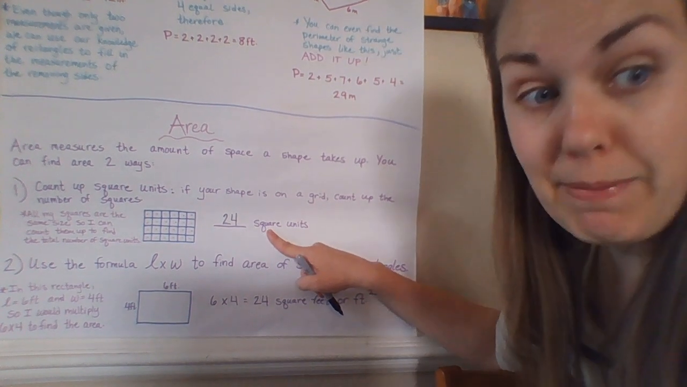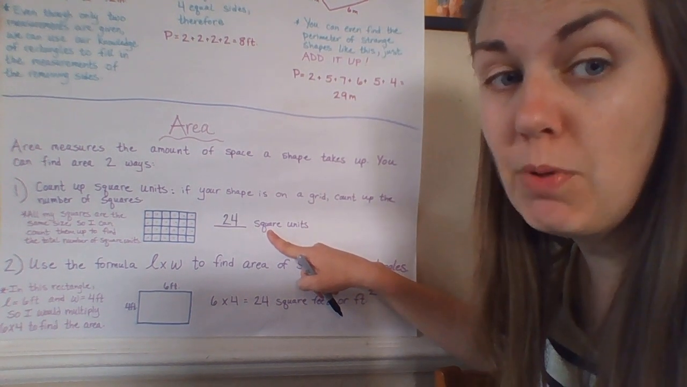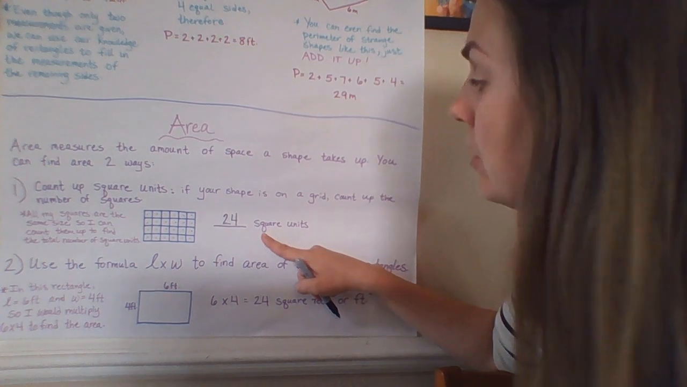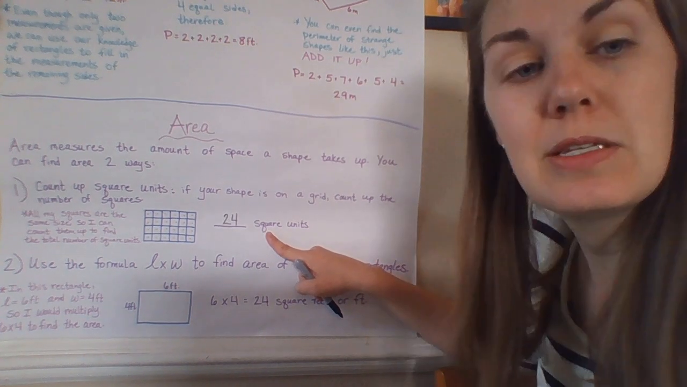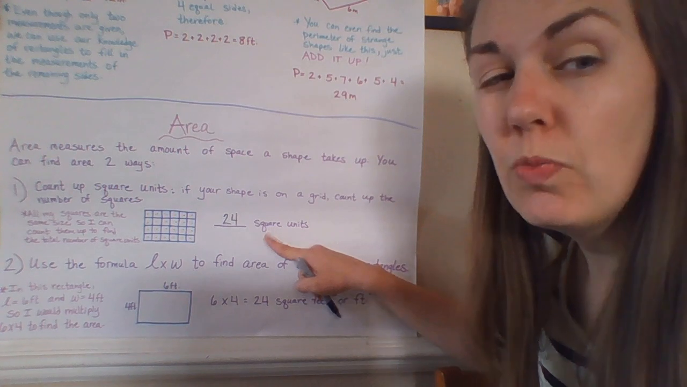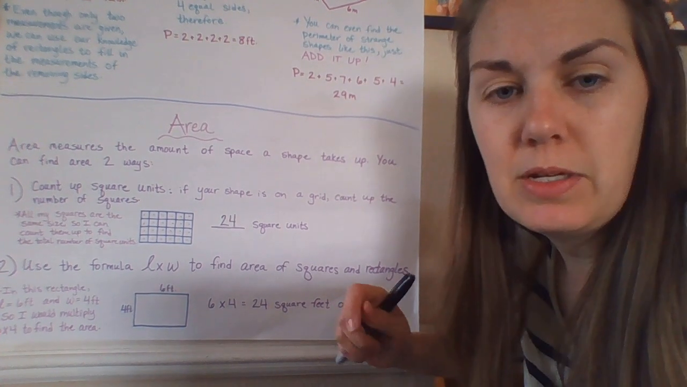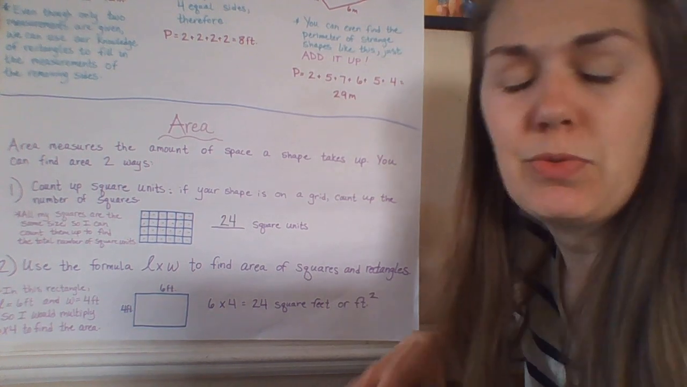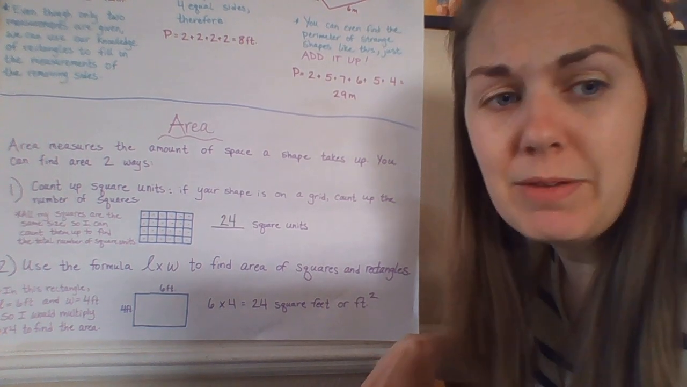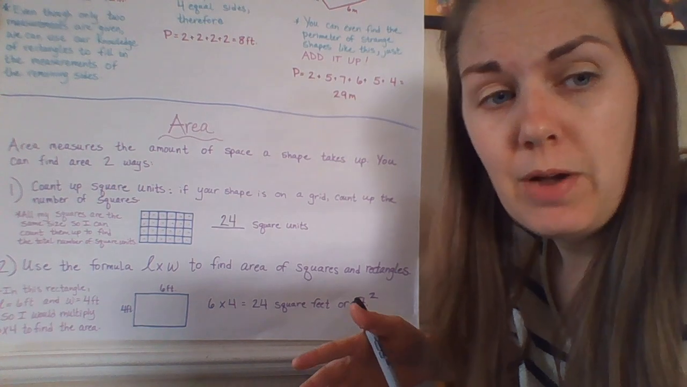Notice my label, because labels are really important in measurement. Notice that my label says square units. When we don't know, we just say units because we don't know if it's going to be inches or feet or miles or centimeters or whatever.